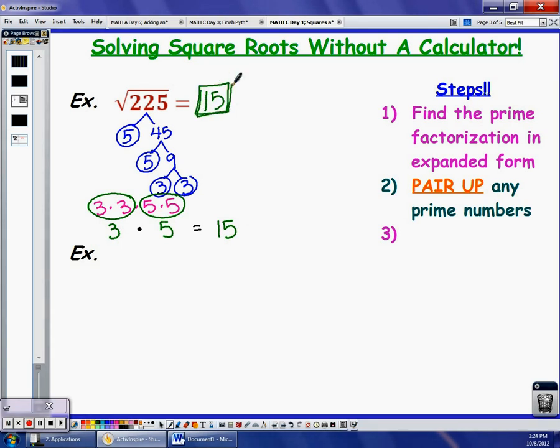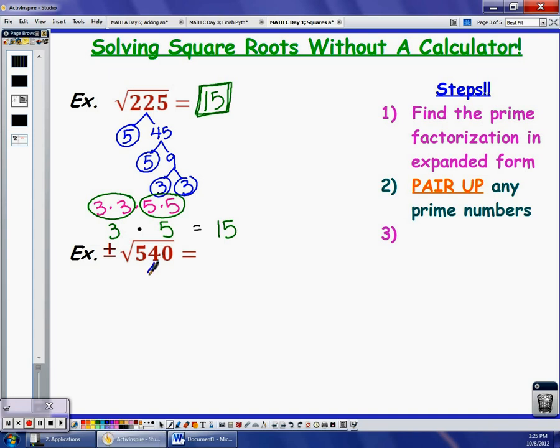I purposely left off the third step because this particular one is a perfect square. The third step only needs to be taken when we have a number that is not a perfect square. For example, the square root of 540. I'm still going to follow the same first two steps.